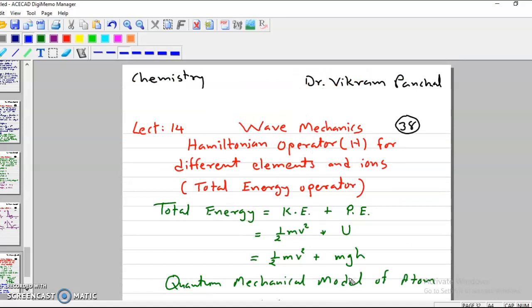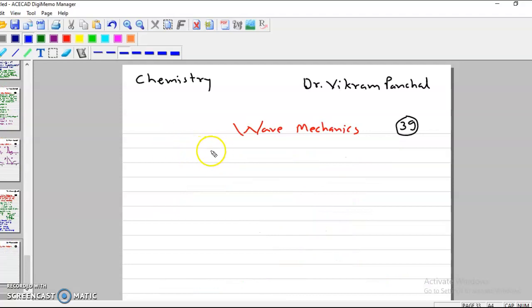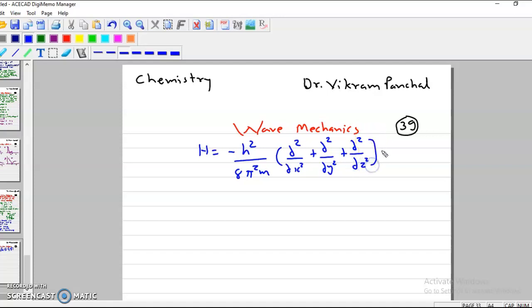Okay. So, in case of Hamiltonian operator with Schrodinger's wave equation, H is a Hamiltonian operator and that is also equal to total energy, and that is minus h square upon 8 pi square m bracket del square upon del x square plus del square upon del y square plus del square upon del z square psi plus capital V. Okay, so capital V indicates potential energy, and therefore this part becomes kinetic energy according to conventions.